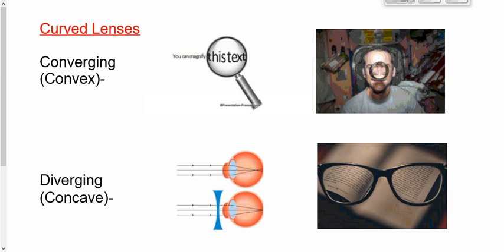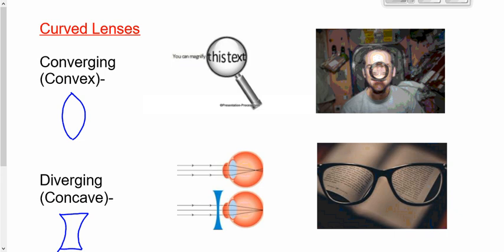Today I want to look at a particular application of refraction called curved lenses. There's two types of curved lenses, and we have two names for each of those types. We have converging lenses, which are also called convex lenses. They're lenses that are thicker in the middle than they are at the edges. The other kind is called a diverging lens or a concave lens, which are thinner in the middle than they are at the edges.